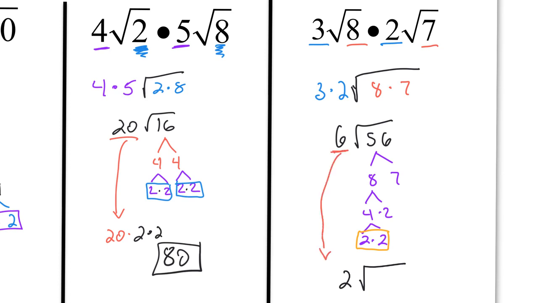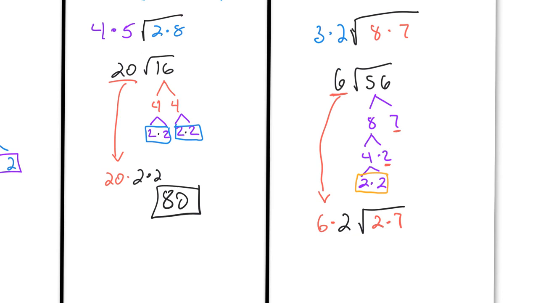Remember this 6 right here, it's outside. You guys bring it down. So there's the 6 times. You multiply by 2. Inside, you guys are going to use the 7 and the 2. So you multiply 2 times 7. And you guys simplify. So the answer will be 12 square root of 14. So that is my exact answer, which is my radical form.